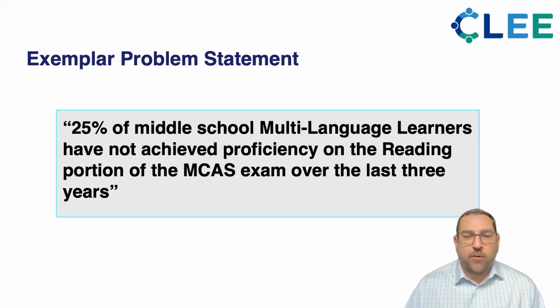Rather, they would want to formulate a statement like 25% of multi-language learners in middle school have not achieved proficiency on the reading portion of the MCAS exam over the last 3 years. This statement meets the 3 requirements of precise, measurable, and speaks to the major problem the school wants to understand.